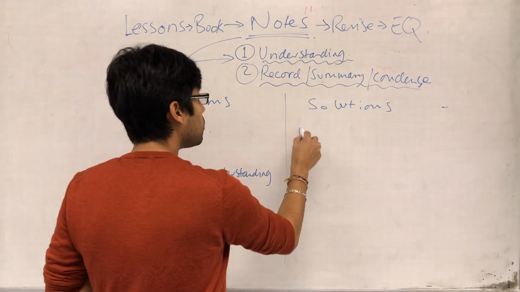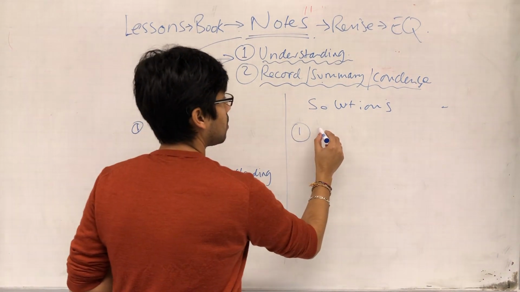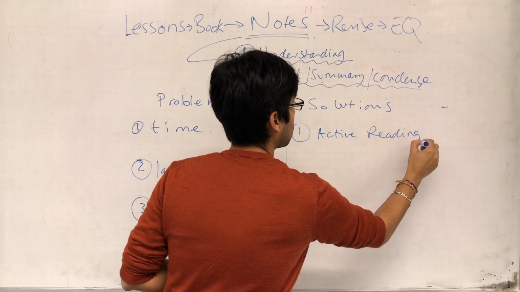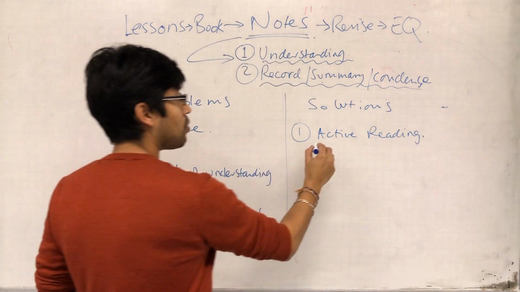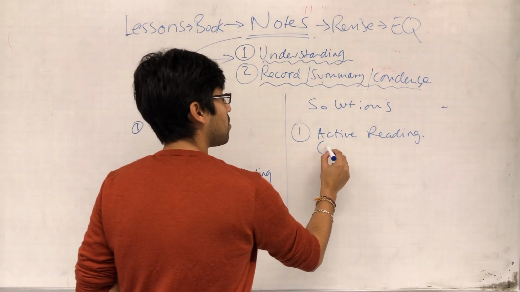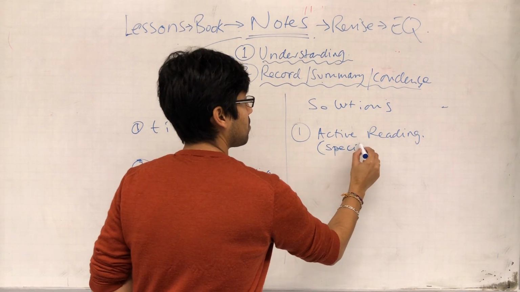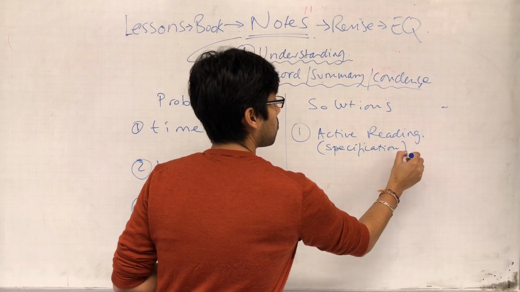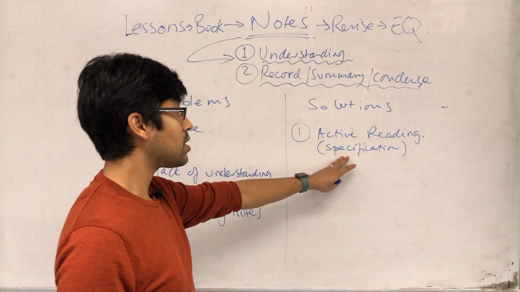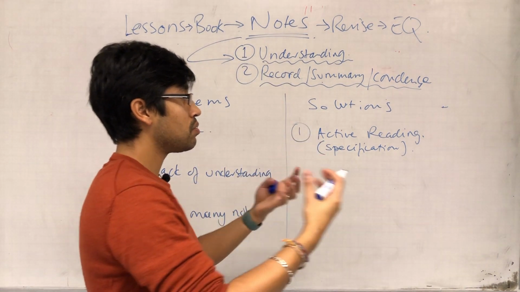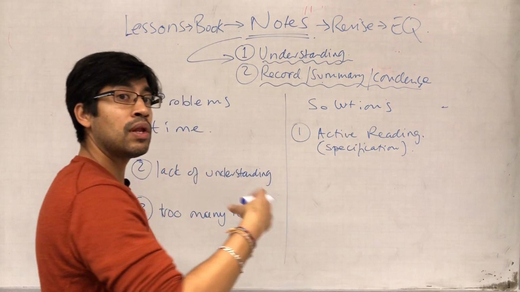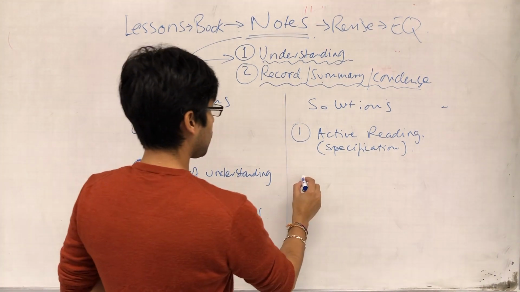What we said the solutions were was actively reading, and what we said was the way that we're going to make this possible is by referring to the specification. So that's one way to do it. So using the specification to kind of gauge or to find out what it is that we should be looking for when we are reading.